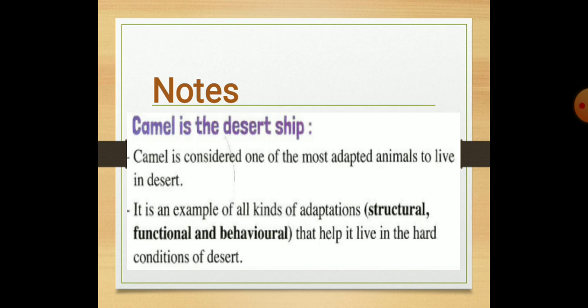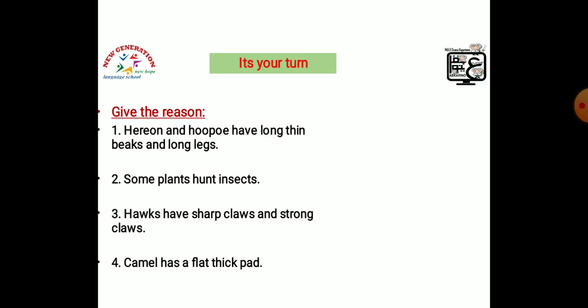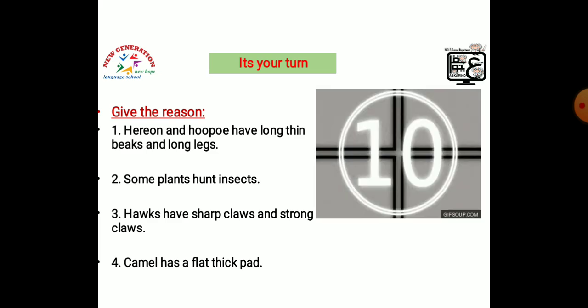Notes: the camel is considered one of the most adapted animals to live in the desert. It's an example of all kinds of adaptation, structural, functional, and behavioral, that help it live in the hard conditions of a desert. And now it's your turn. Give the reason. Number one, heron and hippo have long thin beak and long legs. Number two, some plants hunt insects. Number three, hawks have sharp and strong claws. Number four, camels have a flat, thick back. And you have 10 seconds.